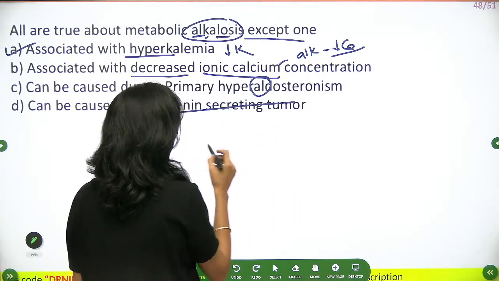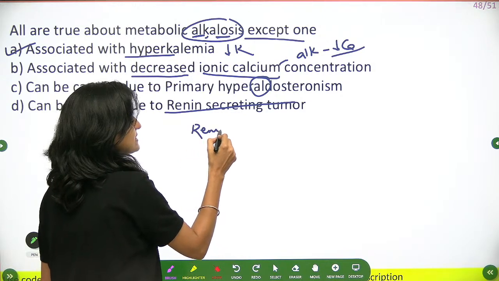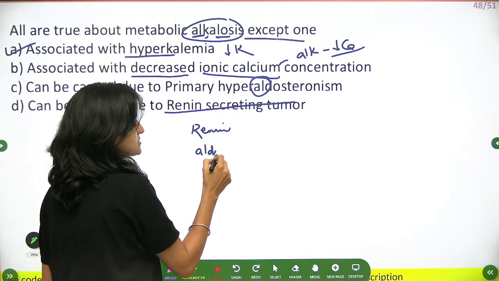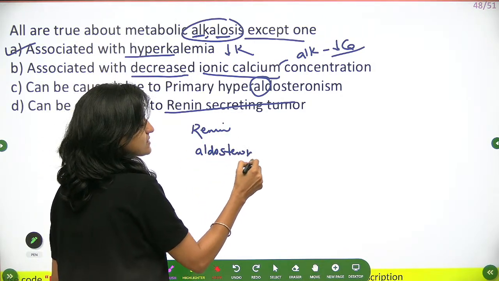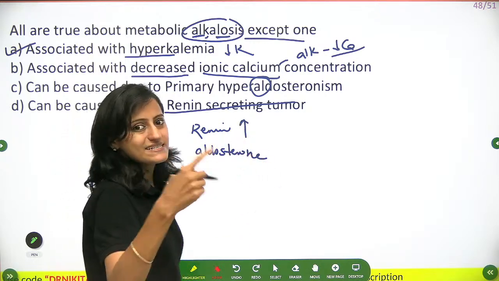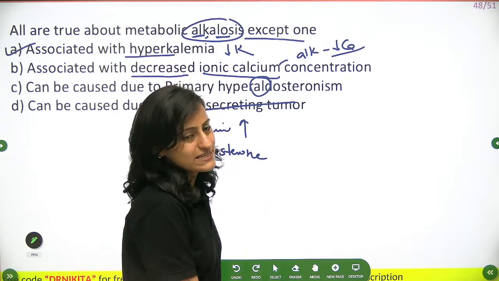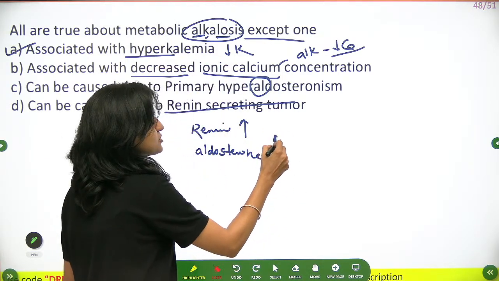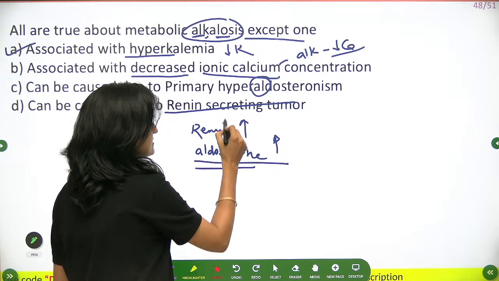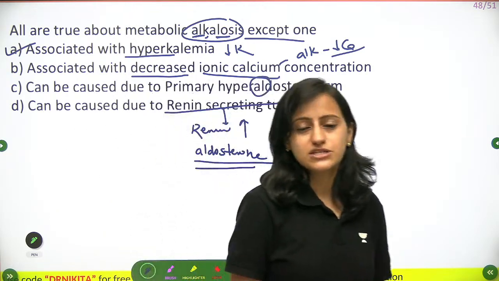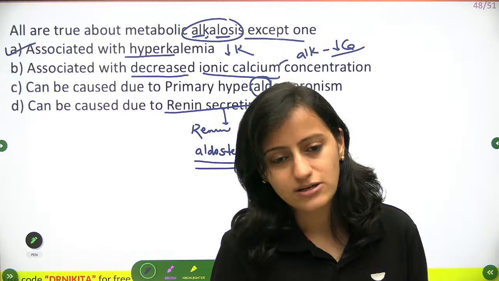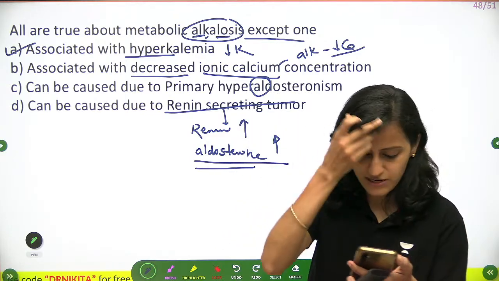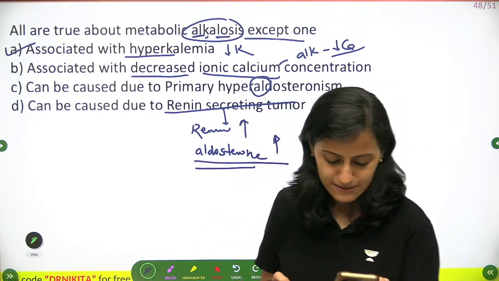Renin secreting tumor, what happens to your renin levels? What happens to your aldosterone levels in renin secreting tumor? So increased renin then activates your entire RAS system. It increases your aldosterone. So basically this is increased aldosterone. Increased aldosterone, any cause will cause your alkalosis. Okay, that will cause your alkalosis.